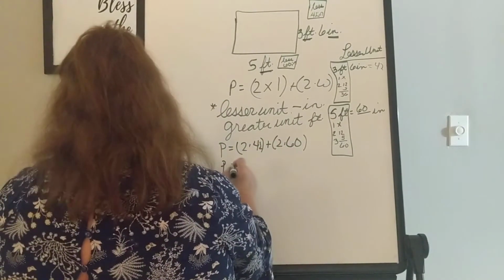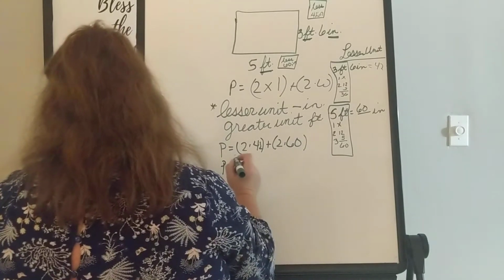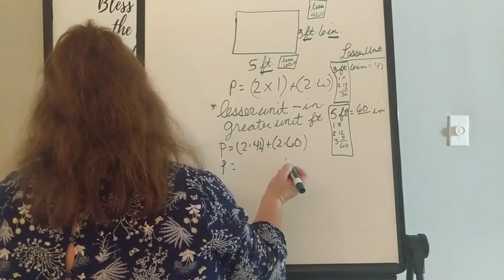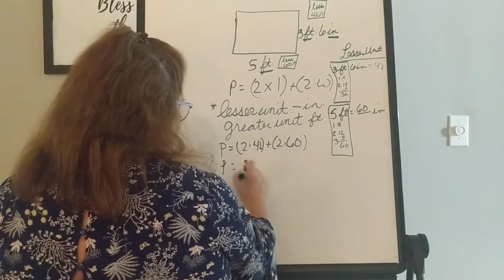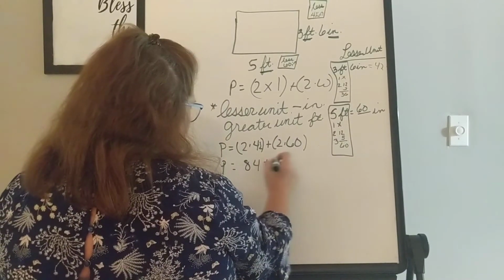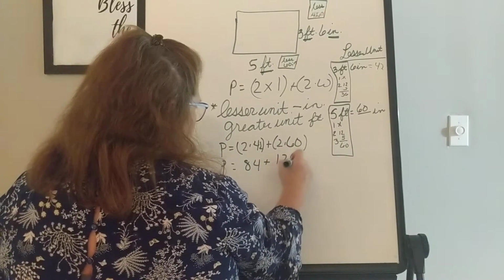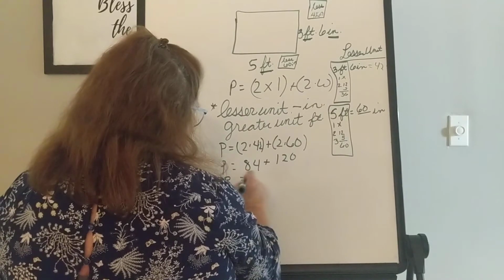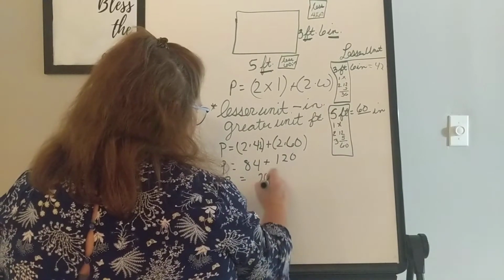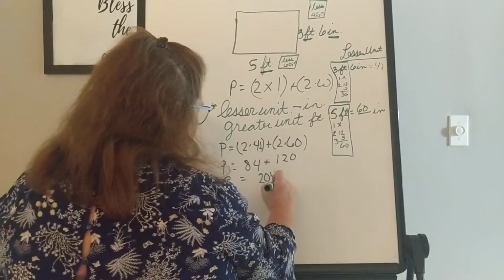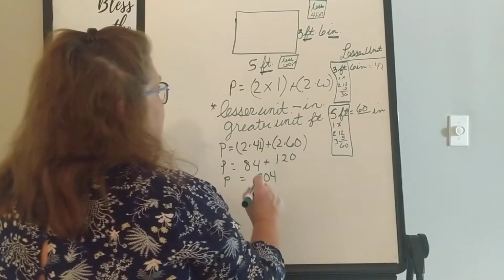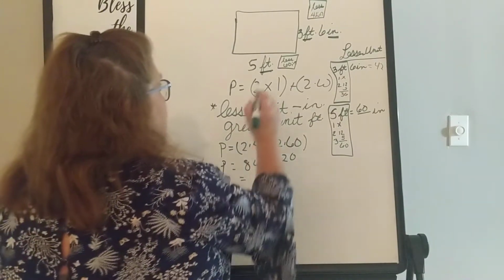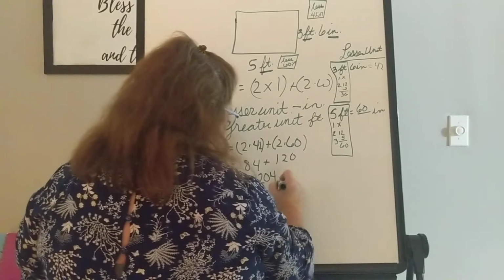So 2 times 42 would be 84, and 2 times 60 would be 120. So perimeter equals 204, and what's our unit? Our unit that we used was the lesser unit, which is inches.